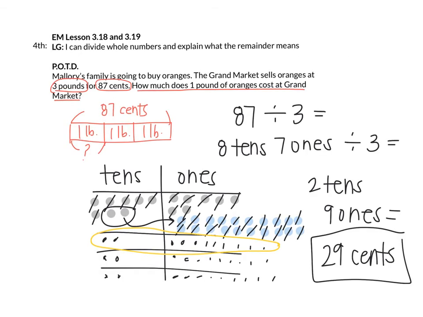Okay, so when we do this math, we know we can draw a model to show that 3 pounds costs 87 cents. So if I want to find out how much 1 pound costs, I have to take the 87 cents and divide it into 3 equal groups. That's the same as doing 8 tens, 7 ones divided into 3 groups. So over here I drew 8 tens and 7 ones, and I tried to divide it into 3 equal groups. I had to regroup my 2 remaining tens to become 20 ones, and when I did that, I found out that each group had 2 tens and 9 ones, or 29 cents.